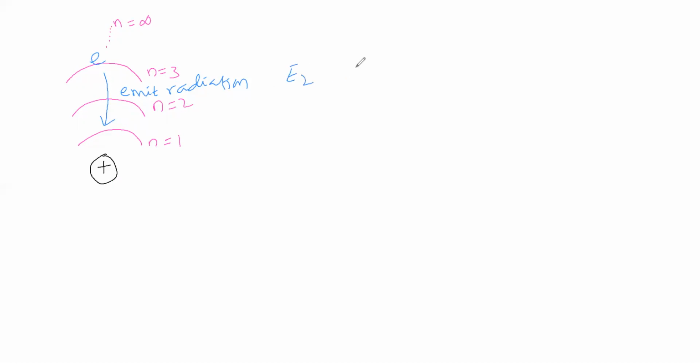The lower energy level you will take as E1, and the difference is how much? n number of quanta. h nu is called quantum. This h nu is called quantum. n is called the number of quanta. So this emitted radiation contains n number of quanta.